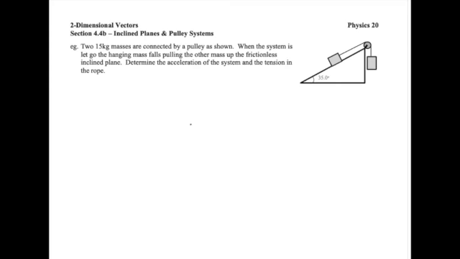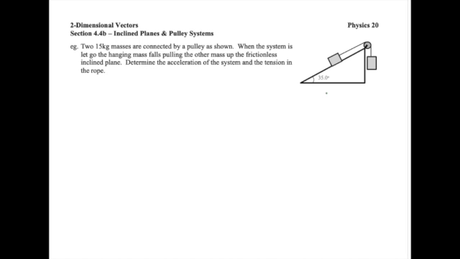So what we have in this first one is two 15-kilogram masses that are connected by a frictionless pulley. We have a rope that's connecting those. And when we let the system go, this hanging mass is going to fall down, and it's going to pull the mass on the incline upwards up the incline.